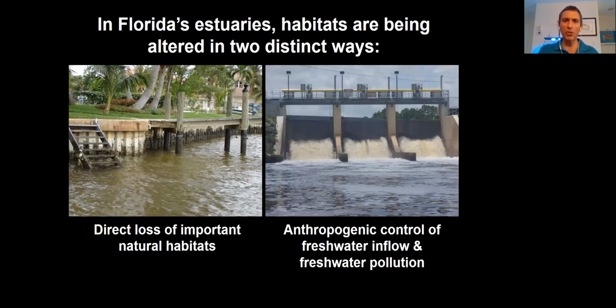But there's another issue we're dealing with, and that's the anthropogenic control of freshwater inflow and freshwater pollution. Now, it might seem weird to think about water flow in a habitat story, but if you're an aquatic animal, water is a critical part of your habitat. So yes, we've gone in and physically bulldozed habitats, but we're also affecting the timing and quantity and quality of freshwater flowing into estuaries, which has a negative impact on the habitats in those ecosystems.